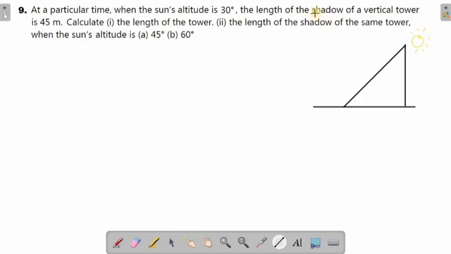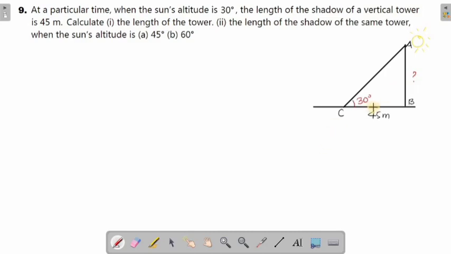By the way, what is given? Length of the shadow of a vertical tower. So if you call AB to be the tower, and let's say BC represents the length of the shadow. Now this length of the shadow is given to be 45 meters if the altitude of the sun is 30 degrees. That is, this angle is 30 degrees. Is that clear? The question is asking you, find number 1, what is the length of the tower.